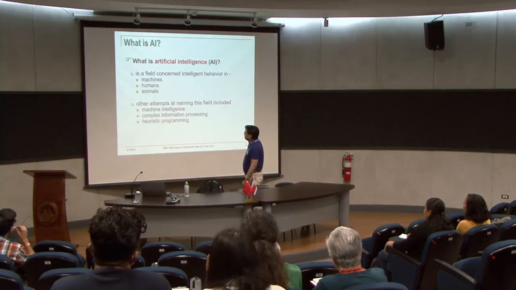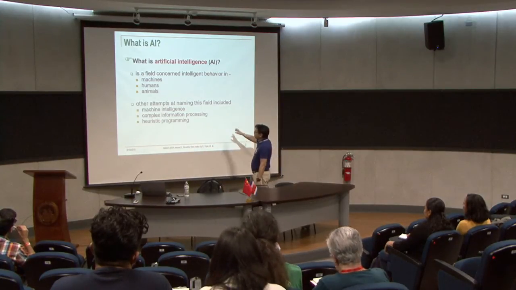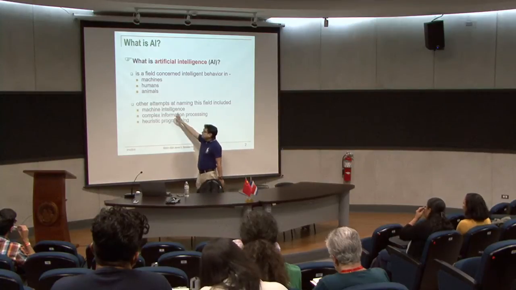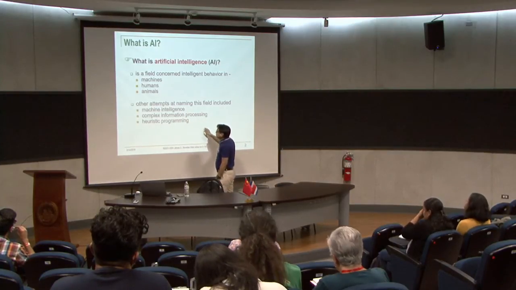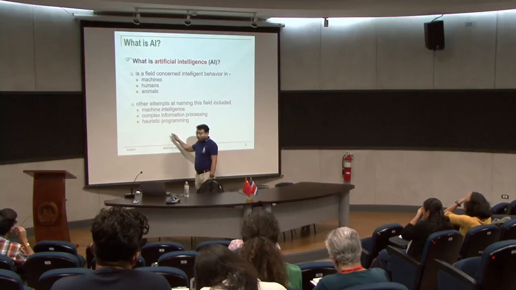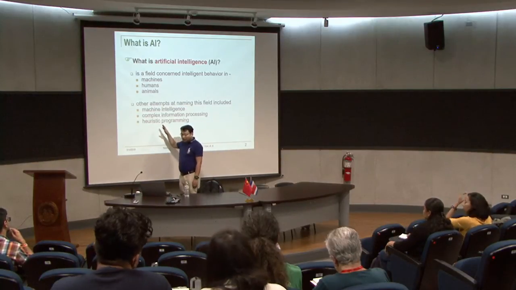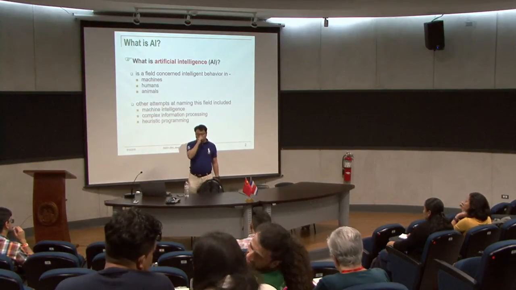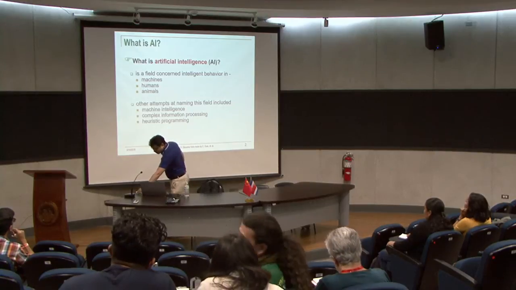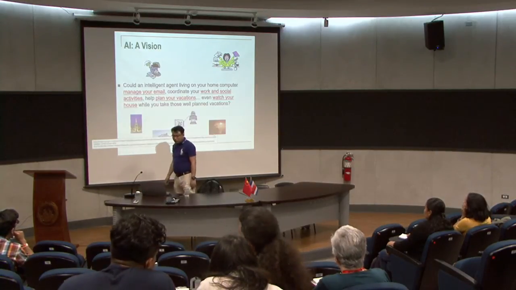Other attempts at naming this field included machine intelligence, complex information processing, and heuristic programming. This is a little bit similar to the AI concept, I think.